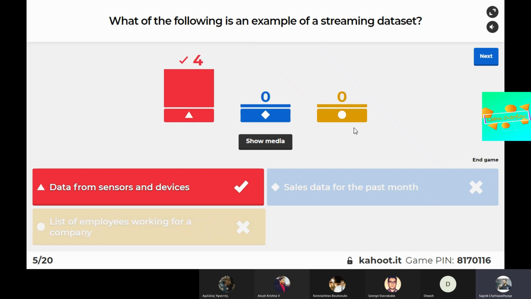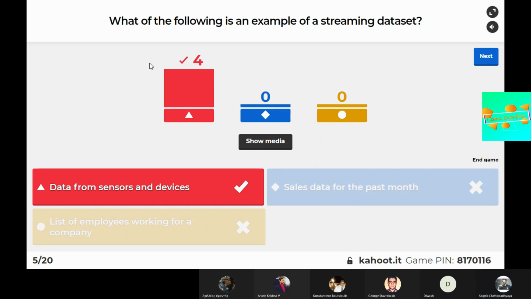So does everyone know why data from sensors and devices is streaming? Yeah, they are real-time data, coming in live. Anush or George, can anyone explain why this is the correct answer? Yes, the data from sensors and such devices are coming in real time. So these are examples of stream data. I have done some work with Apache Kafka, so I have some knowledge of this.